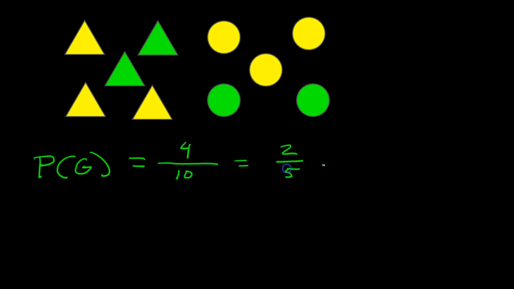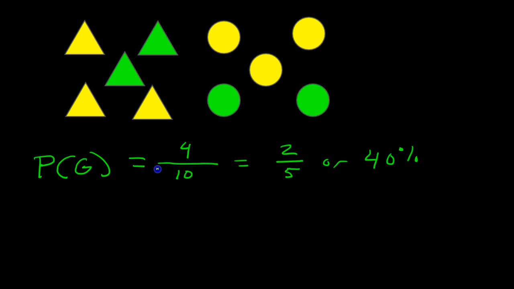We have some triangles and some circles, and some are yellow and some are green. We could talk about the probability of picking a green shape, and we might write that this way. All right, when we talk about probability, we think about target divided by total. In this case, the target would be the number of green shapes, and there are 4 of those, divided by the total number of shapes, which would be 10. So the probability of randomly selecting a green shape would be 4 over 10, which simplifies down to 2/5, which equals 40%.